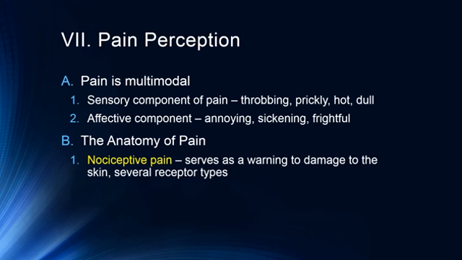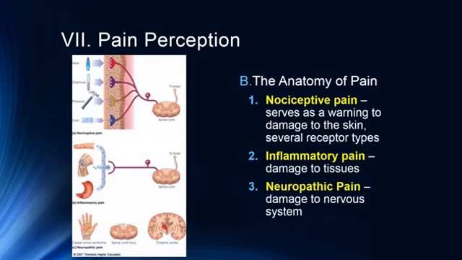So we'll start talking a little bit about the anatomy of pain. We talk about different kinds of pain. First is nociceptive pain. Nociceptive pain serves as a warning as to some sort of damage to the skin in particular. So when we talk about nociceptive pain, this is usually involving specific skin receptor types. So if you look at nociceptive pain, we're usually talking about free nerve endings, that primary kind of pain perception.